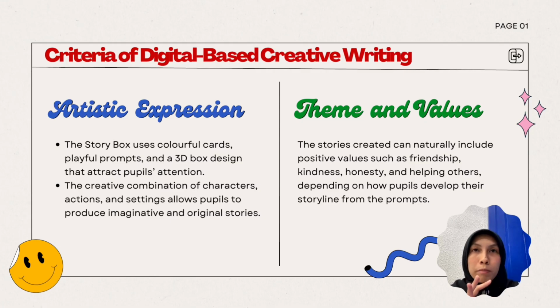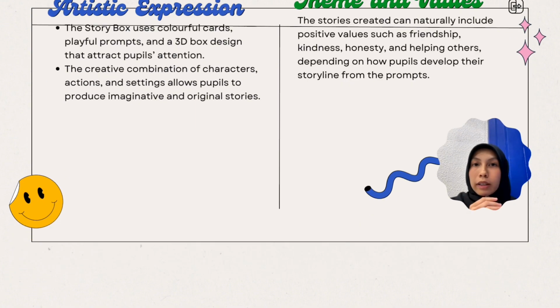Next, we move on to theme and values. Even though the prompts are simple, pupils often include good values in their stories without being told to do so. For example, stories about helping family members, being kind, or solving problems together. This shows that the activity can naturally bring in positive values while pupils focus on writing their story.